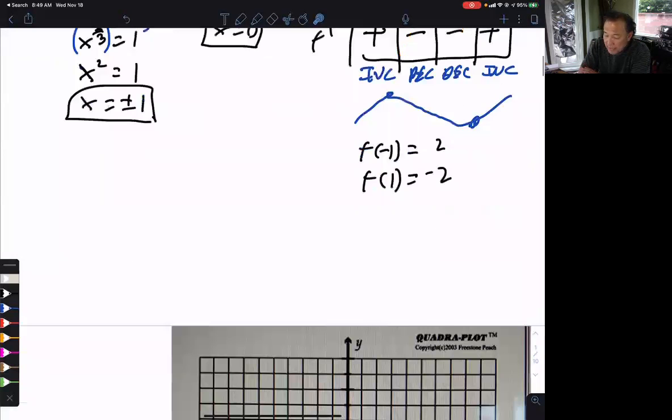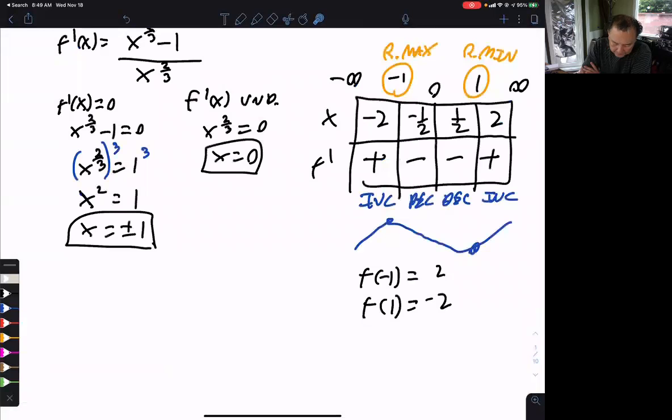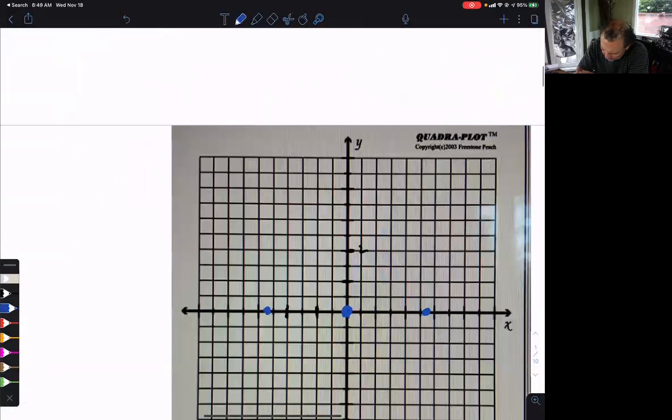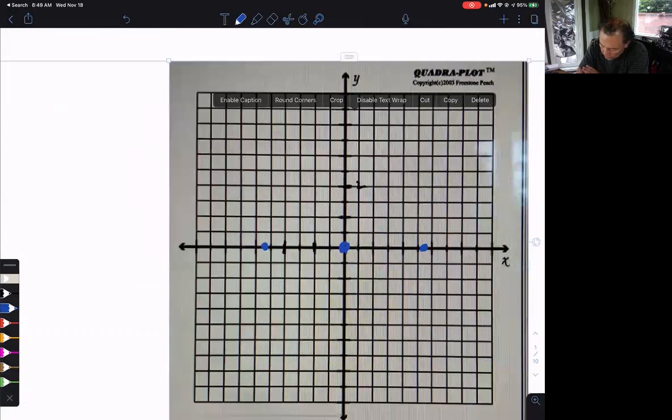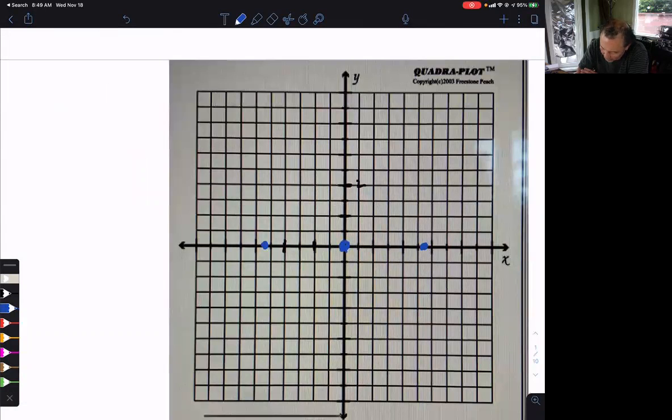So I know I have a relative max at -1, 2. So I'm going to plot that point. I have a rel max there. And then at +1, -2, that's going to be a rel min. It's giving me a really good picture of what this graph's going to look like. Because I see it's going through here. It looks like something like that, but I don't know for sure. We need to do the second derivative to get more information.